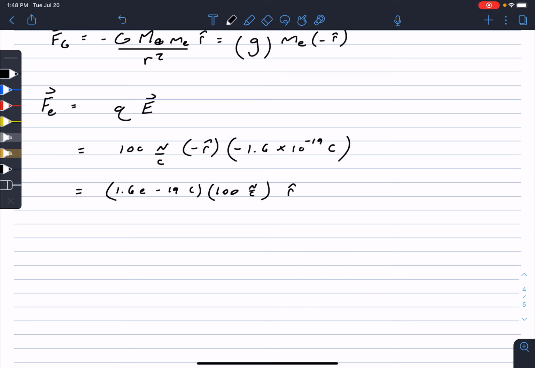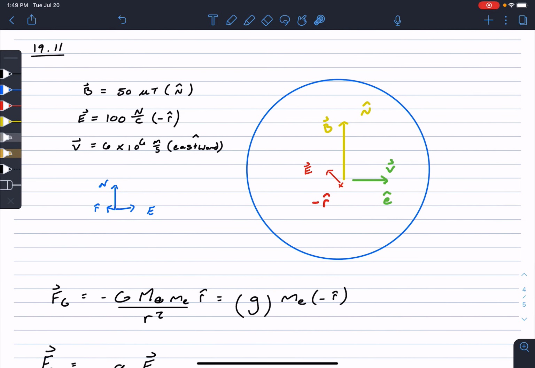And then the next one we're asked to find is the magnetic force. Let's look at this again. The B field is directly north, and the velocity is directly east. So if we take V cross B, we point the fingers of the right hand along the direction of V and curl them towards B. What we would expect to see is a magnetic force pointing straight upwards, similar to the electric force.